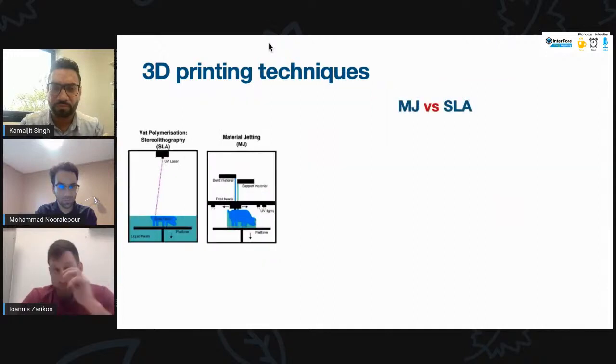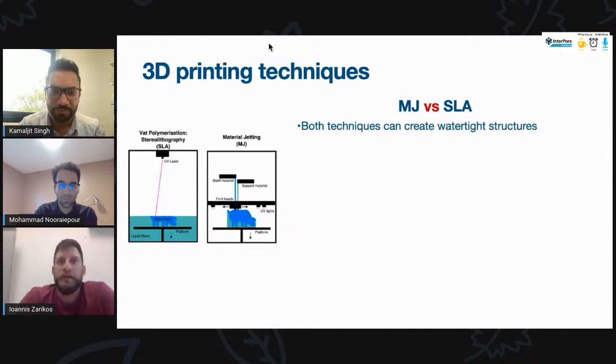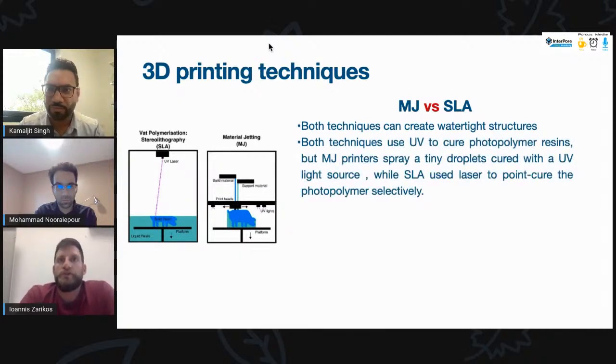Now, these techniques have some advantages over the rest of the techniques. First, they can create watertight structures. So in our case, we want the fluid to stay in the pore space. And they both use a UV light source and photopolymer resins. The main difference between the two techniques is that MJ printers only spray tiny droplets and they cure by UV lamp, while for the stereolithography technique, we have a bath of photopolymer, and then with a laser, we point-cure the area that we want to be hardened.